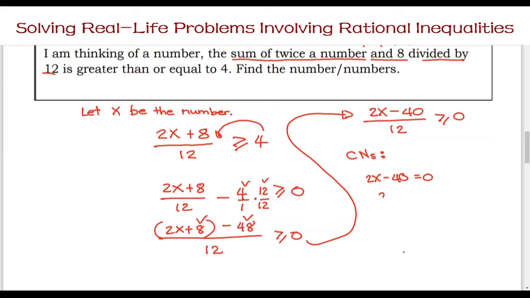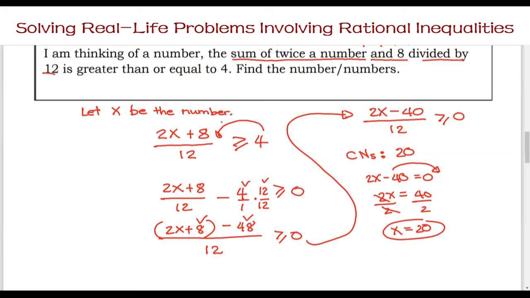If you solve for x, you're going to have 2x equals 40. Nilipat ko to sa kabila. And then, divide both sides by 2. You will get x equals 20. Ito lang ang nag-iisa nating critical number. X equals 20. Okay, dito tayo gagawa ng table of signs.